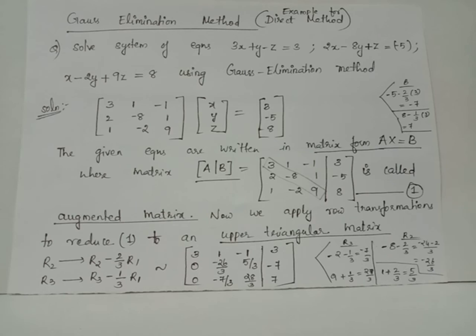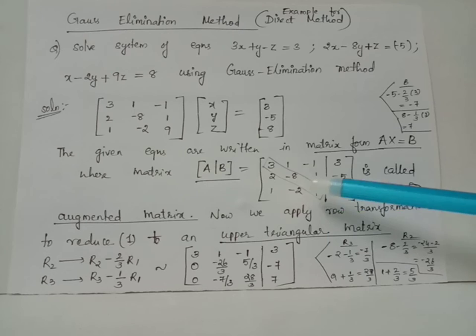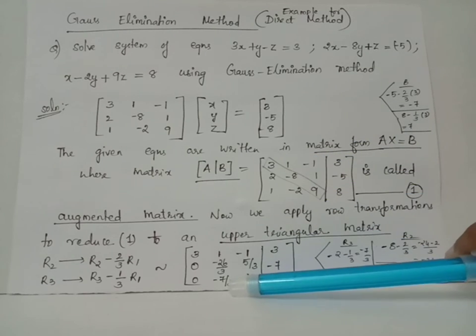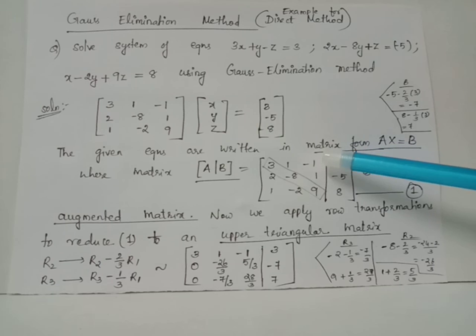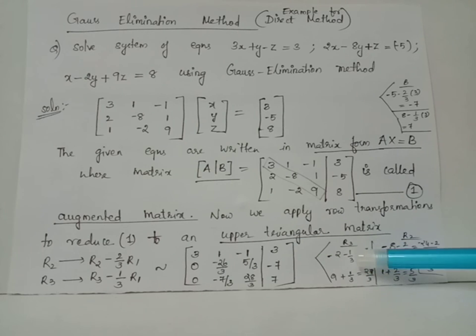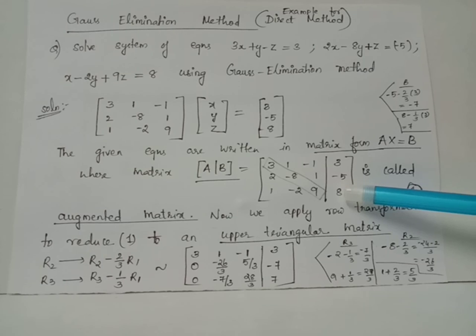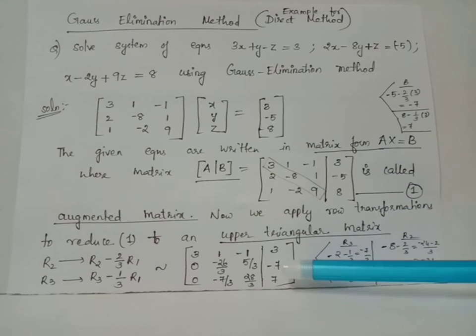Similarly, minus 2 changes to minus 2 minus 1 by 3 times 1, which gives us minus 7 by 3. 9 changes to 9 minus 1 by 3 times minus 1, which becomes 28 by 3. We obtained minus 7 by 3 here by minus 2 minus 1 by 3, and we obtained 28 by 3 here by 9 plus 1 by 3. Similarly, for this value, the change will be 8 minus 1 by 3 times 3, which gives us 7, written here.